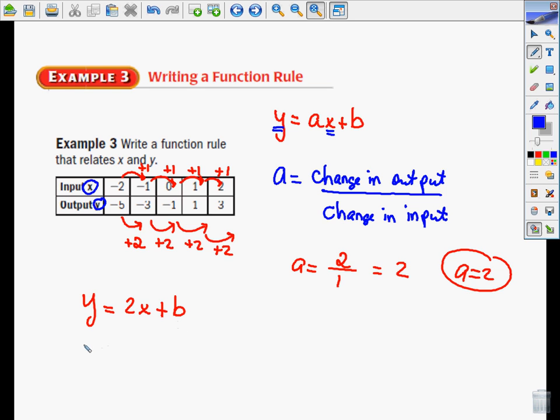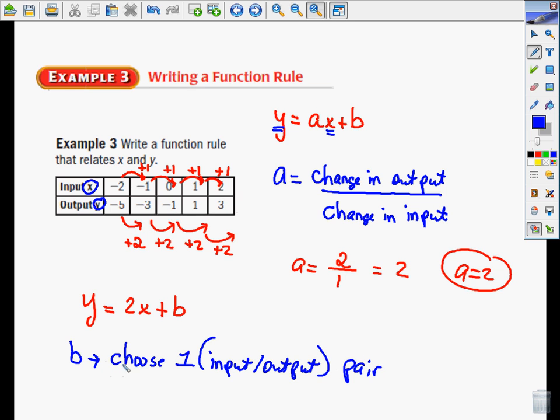To figure out the value of b, choose one input-output pair. So I can choose any of these combinations. I'm going to choose 0, -1. The reason I choose 0, -1 is because I always try to choose anything with a 0 because it makes the math go pretty quickly. So I'm going to put this in for the x and for the y. X input, y output. I'm going to put it right into this equation up here.